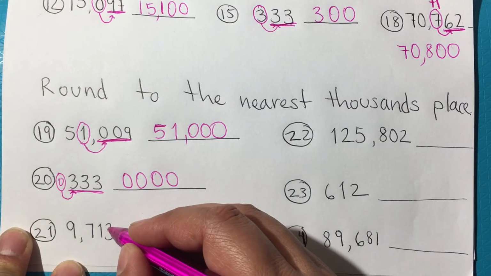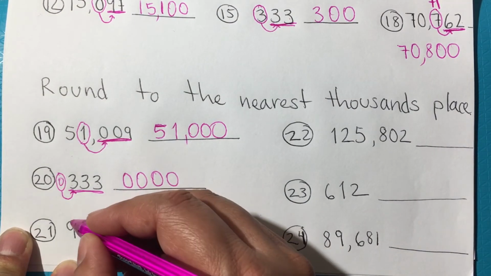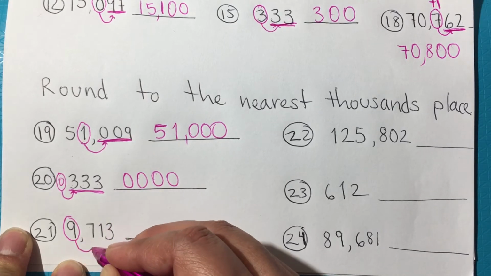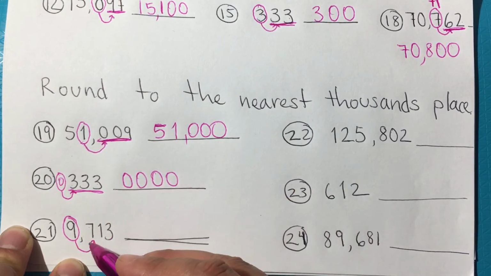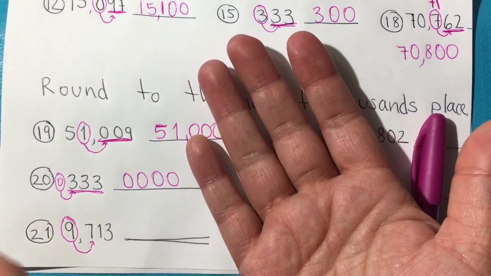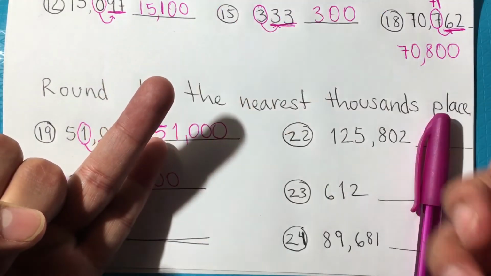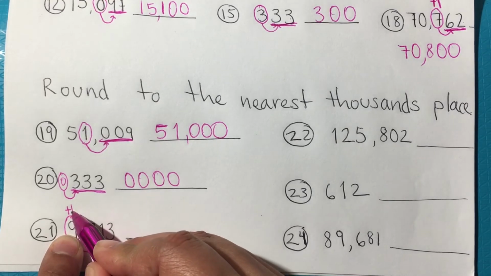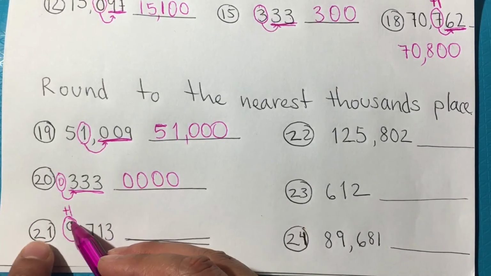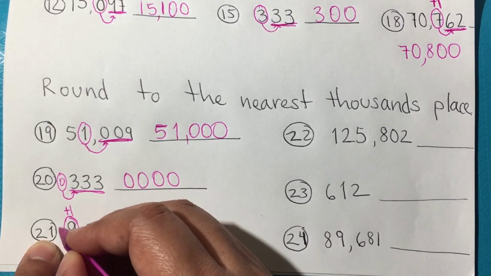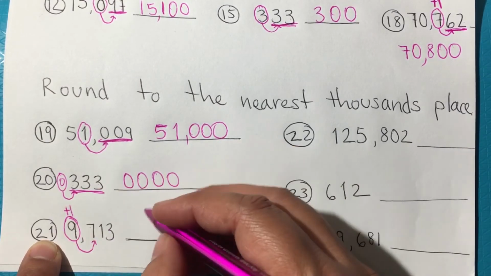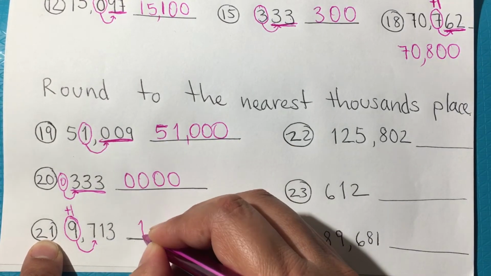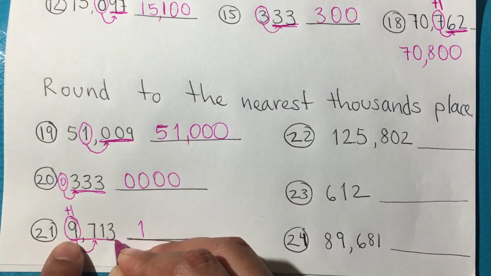The next one, ones, tens, hundreds, thousands. This one is seven. You can give a hand. And when this is a nine and you add one more, it spills over. So because we don't have anything in here, it's a zero. Zero plus the spilling over is one. And all of these are going to be zeros.